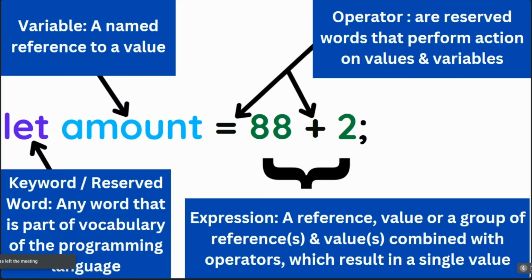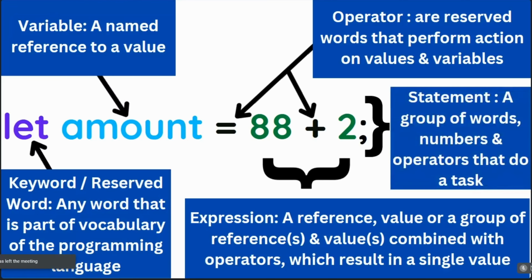Then we are going to talk about a statement. A statement is a group of words, numbers, or operators that do a task. This entire thing is called a statement, in particular a JavaScript statement: a group of words, numbers, and operators that do a task. What task is being done here?